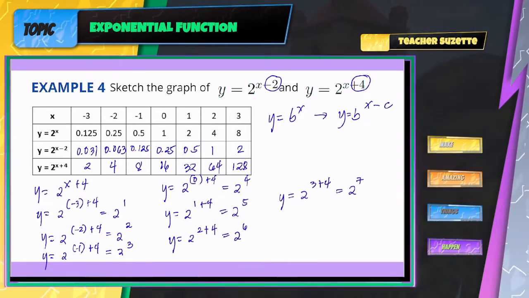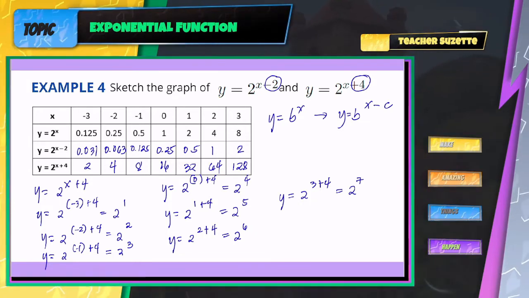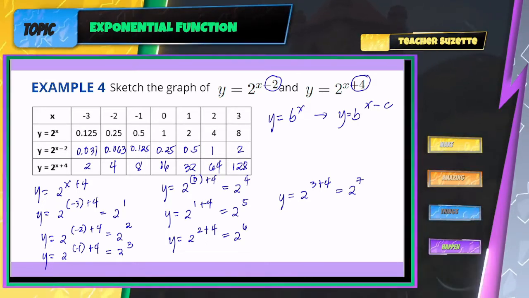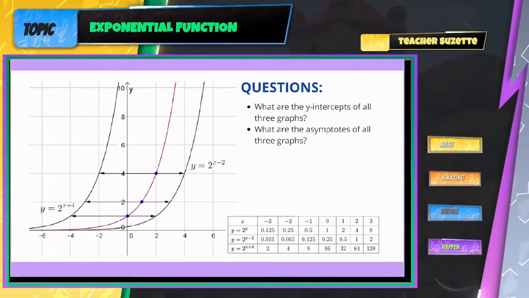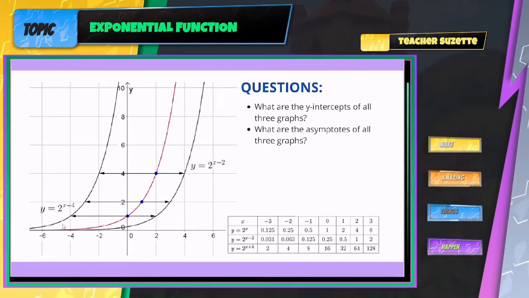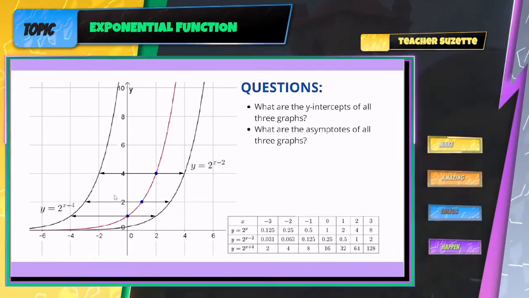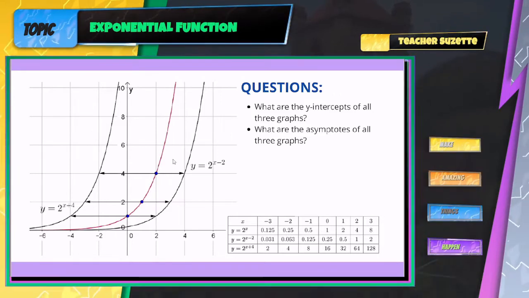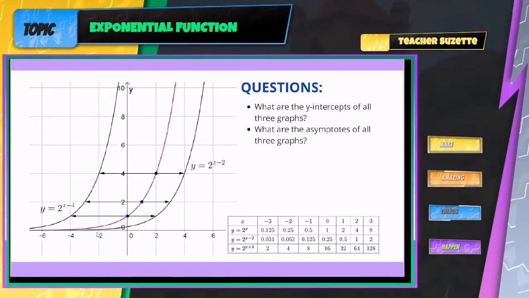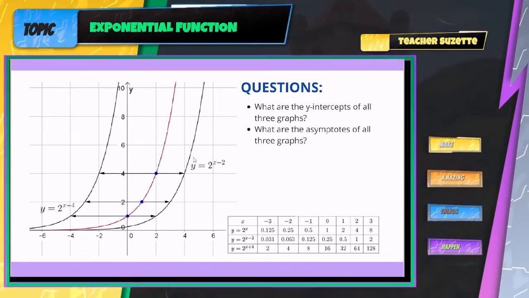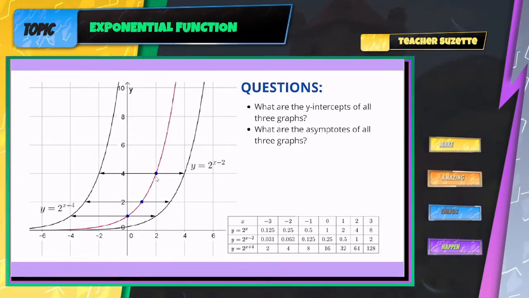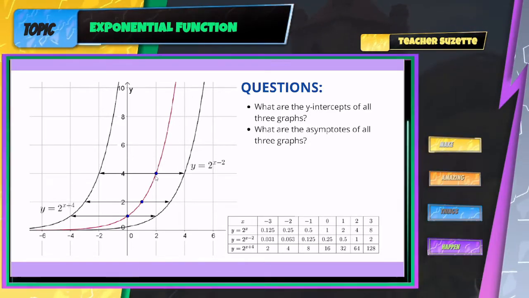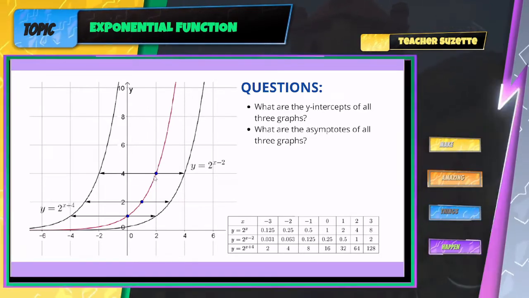Now, let's see anong itsura niya when we plot the points and connect them. So, what will be the transformation in the graph of our functions? So, now here is the graph of the following functions. So, we have the graph of y is equal to 2 raised to x plus 4. And the red one is the graph of y is equal to 2 raised to x. Next, ito naman po yung graph ng ating y is equal to 2 raised to x minus 2. So, upon looking at our graph, mapapansin mo na nagkaroon tayo ng shift to the right and to the left.